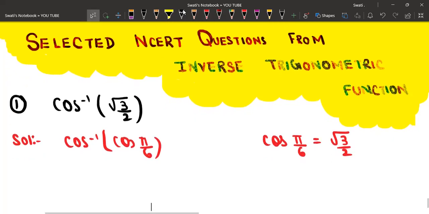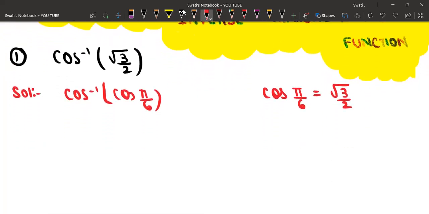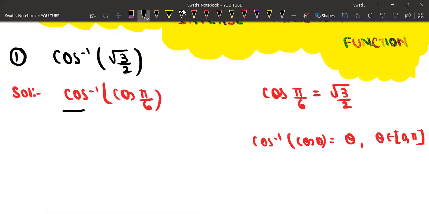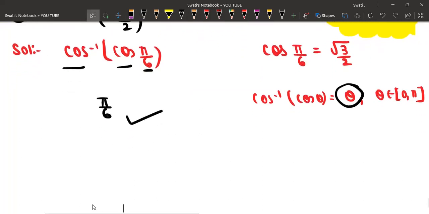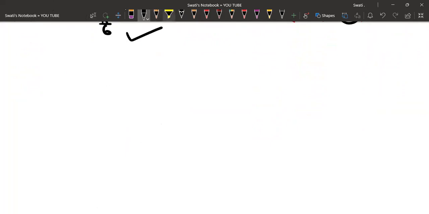Now there is another formula: cos inverse cos theta is going to be theta, where the range of theta is between 0 to pi, where both 0 and pi are included. So here, theta is pi by 6. Using this formula, it will simply become theta, which is pi by 6, and that's the answer. It was that simple. Now let's go to the next question.